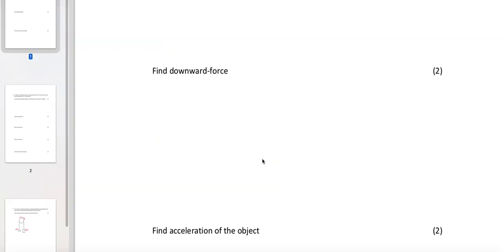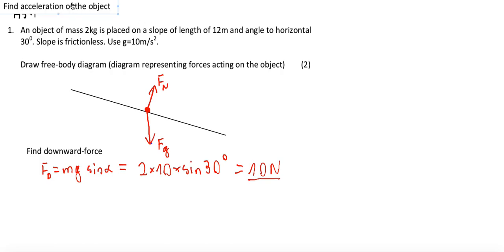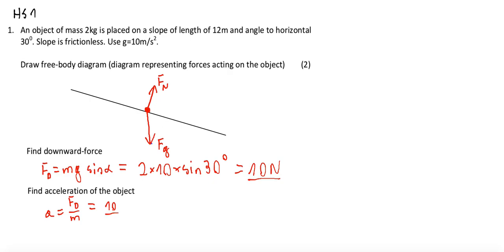Okay. Third, find acceleration of the object. So it's also not challenging. In this case, you have to use Newton's second law of motion. Acceleration in this case is resultant force, so downward force, divided by mass. So you have to divide 10 by 2, which is 5 meters per second squared. Okay, this is your first exercise. Most of you got this exercise correct. Okay, exercise number 2.